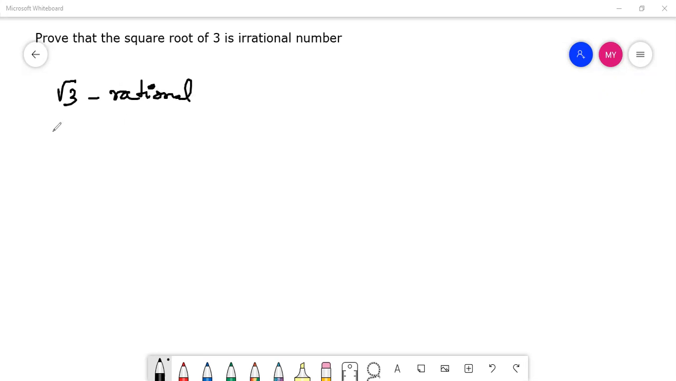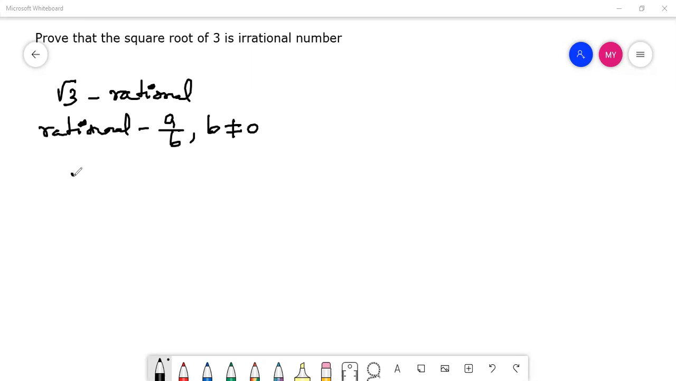So what is a rational number? A rational number will be in the form of a by b. I am assuming the square root of 3 as a rational number, so it will be in the form of a fraction a by b, along with the condition that b should not be equal to 0. Now a by b is a rational number, so a and b will be co-prime to each other. That is, a and b will have the common factor 1, not other than 1. In this manner we have to assume.